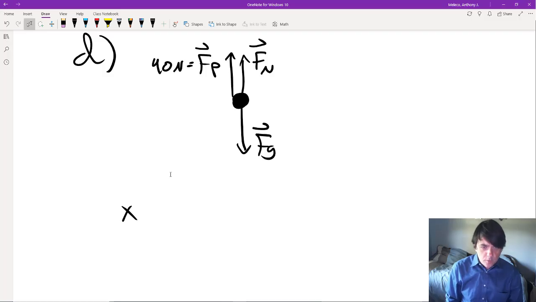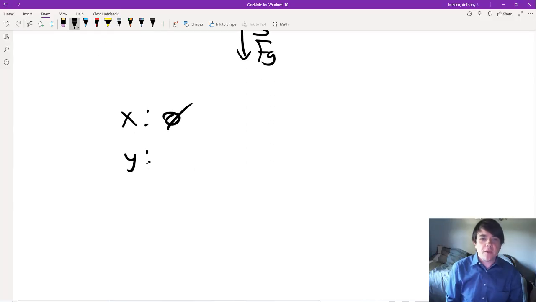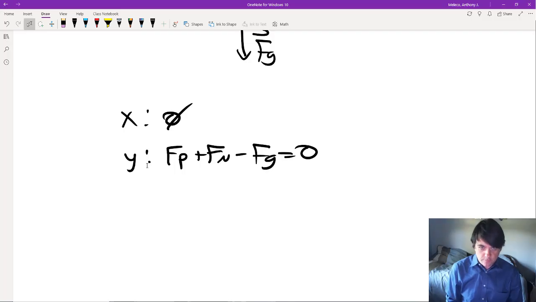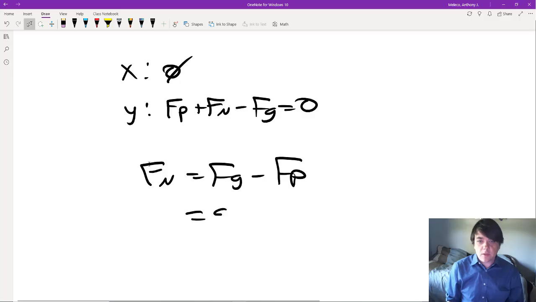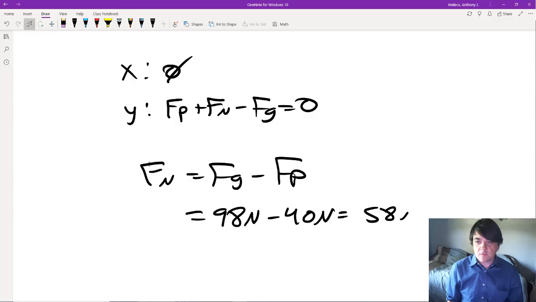So in the x direction, nothing. In the y direction, we have Fp plus Fn minus Fg equals 0. These two are pointing up. This one was pointing down. And we want what is the normal force. So Fn equals Fg minus Fp now. So this would be 98 newtons minus 40 newtons equals 58 newtons. So now you've reduced the normal force.